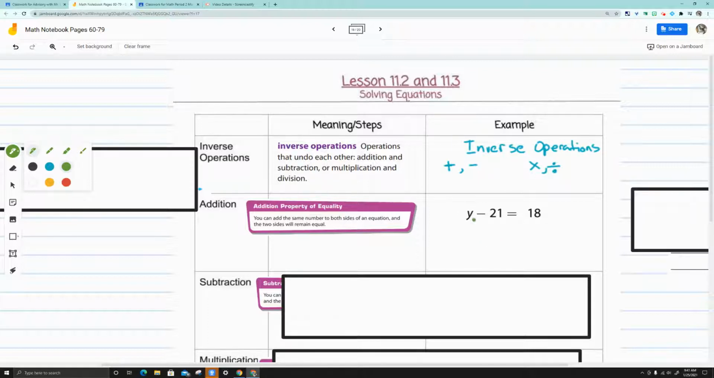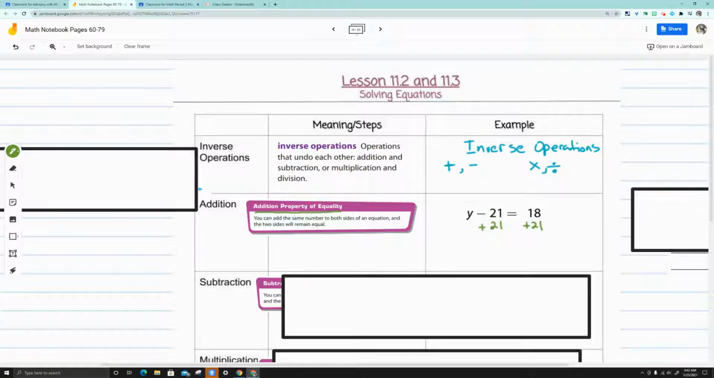Our example here, we have y minus 21 equals 18. And we have this subtraction operation here. Now I know that the inverse operation of subtraction is addition. So what I can do is add 21 to both sides of this equation. The addition property of equality says that I can add the same number to both sides of the equation and it's going to remain equal. Nothing's going to change. So I can do that.